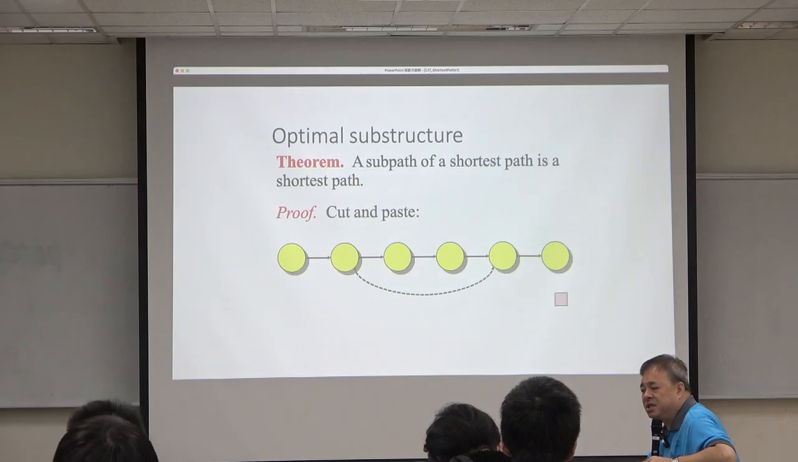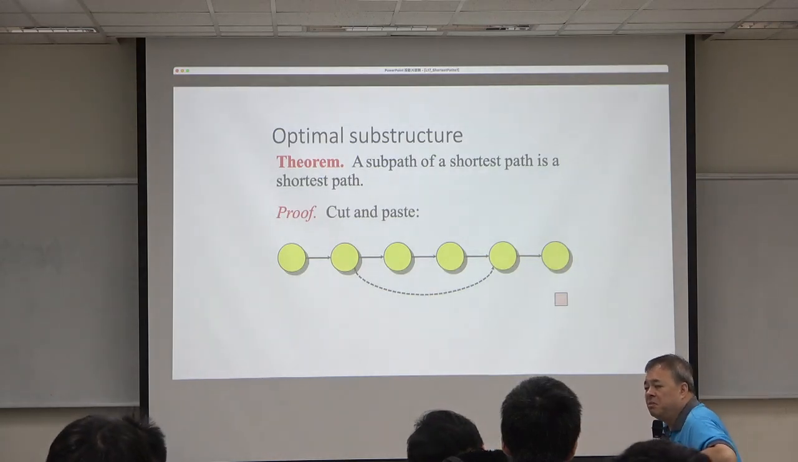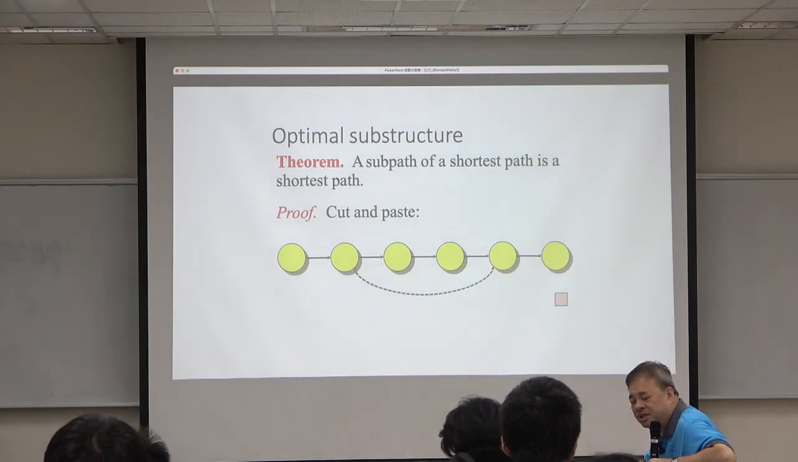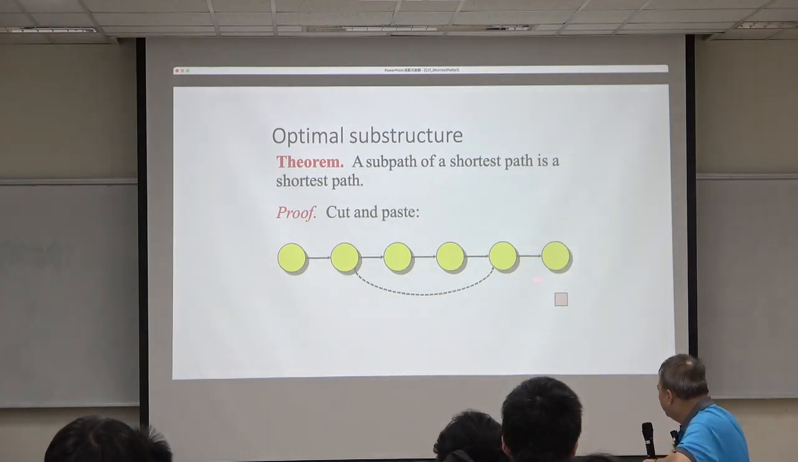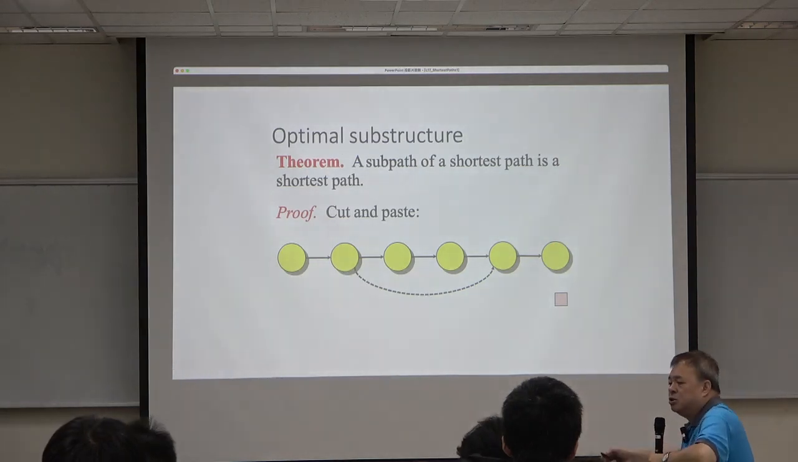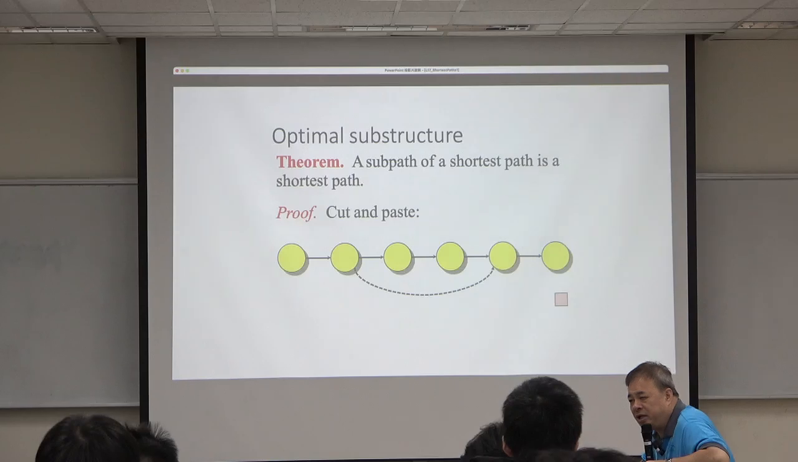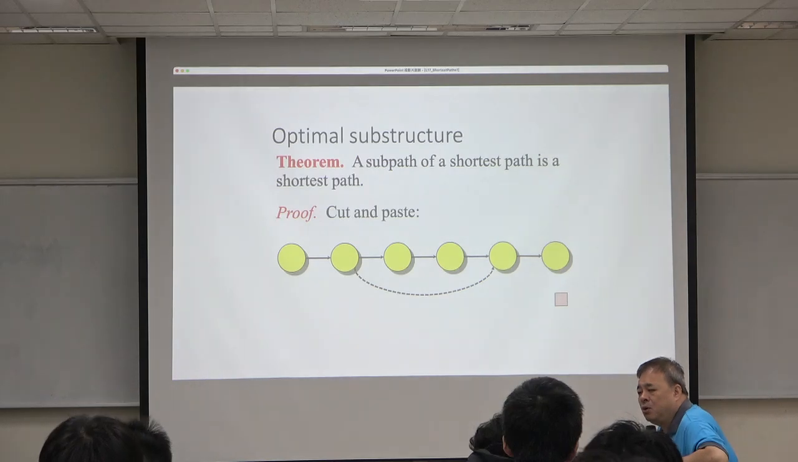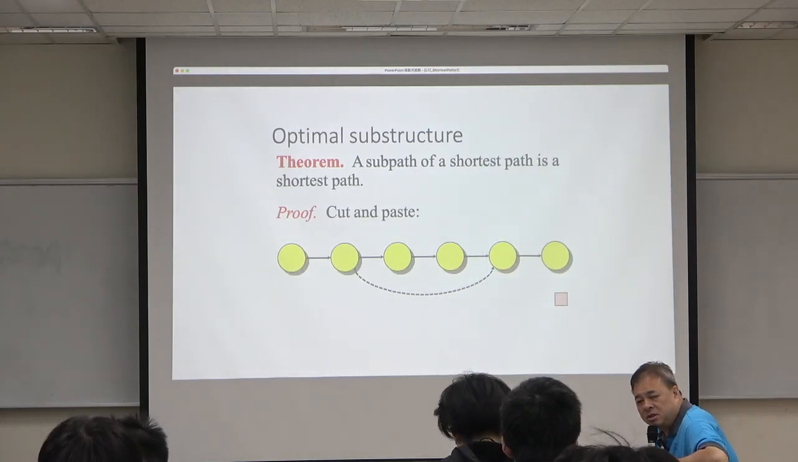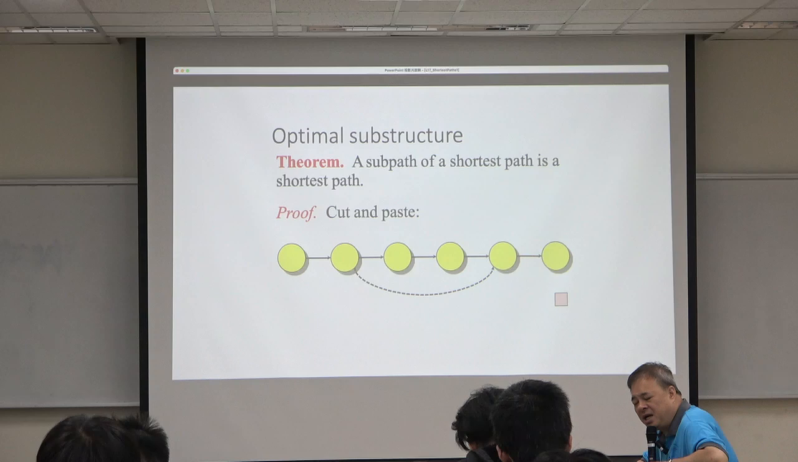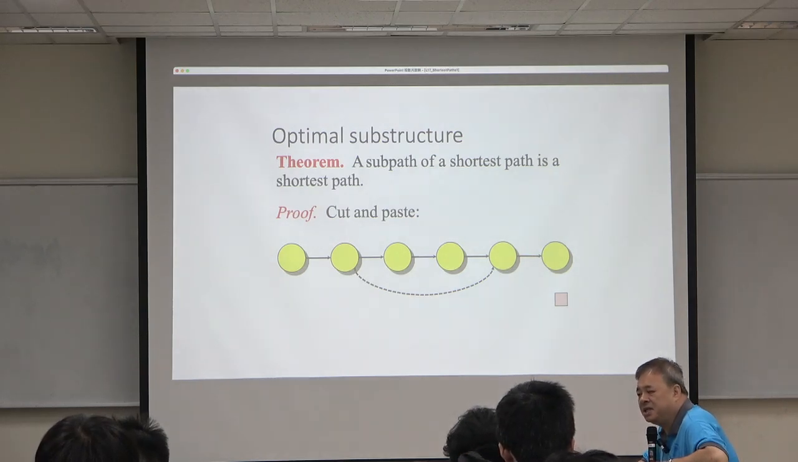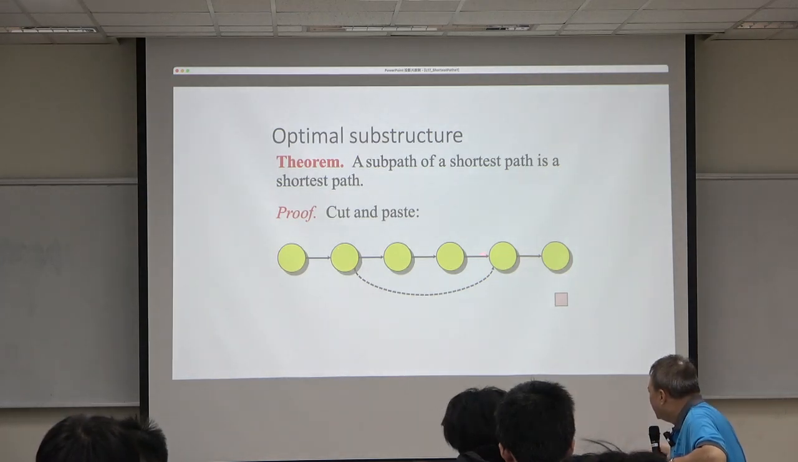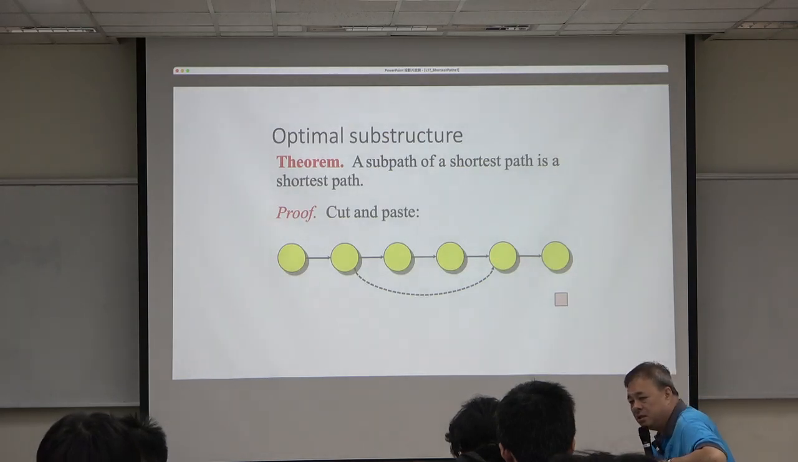But this is obviously a contradiction to my original assumption. My original assumption is that from this node to the end node, this is already the shortest path. But now you are able to find another path with weight lower than that. So obviously we have a contradiction. So the only possible explanation is that our assumption is wrong. What is our assumption? That this subpath is not optimal, right?